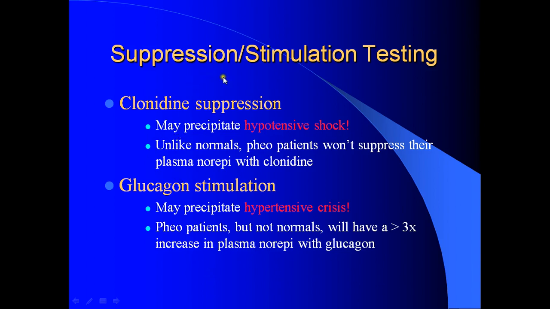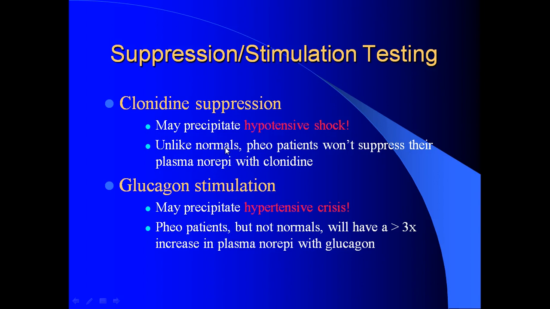Then we can do certain suppression or stimulation tests, the provocation tests, like all we do in any pituitary hormone evaluation or any hormonal evaluation. There are two things: the clonidine suppression test and the glucagon stimulation test. But these are no more being done.